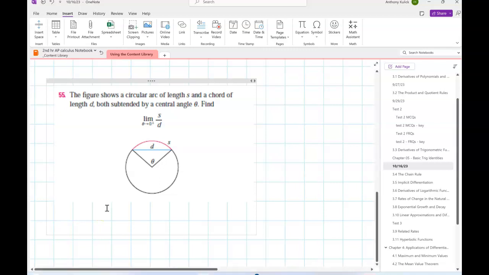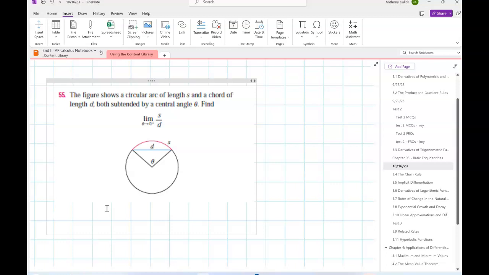The figure shows a circular arc of length S and a chord of length D, both subtended by a central angle theta. Find the limit as theta approaches 0 from the right of S over D. Now, intuitively, what should this be? If that angle's getting smaller and smaller, what's the ratio of S to D getting closer and closer to?